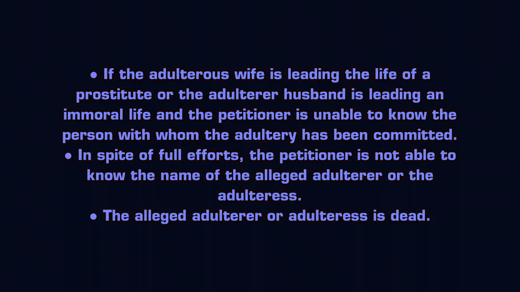It is further provided that the petitioner may not make the adulterer or the adulteress a co-respondent in the petition in the following circumstances. Number one, if the adulteress wife is leading the life of a prostitute, or the adulterer husband is leading an immoral life and the petitioner is unable to know the person with whom the adultery has been committed. Number two, in spite of the full efforts, the petitioner is not able to know the name of the alleged adulterer or the adulteress, or number three, in case the alleged adulterer or adulteress is dead.